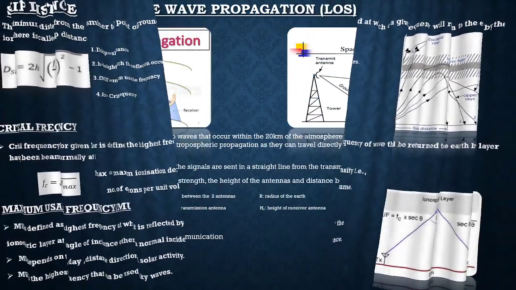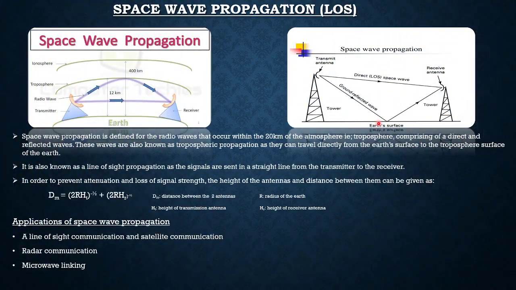Now we will discuss space wave propagation, or line of sight. Space wave propagation is defined for the radio waves that occur within the 20 km of the atmosphere, that is the troposphere, comprising direct and reflected waves. You can see this is a direct LOS space wave and this is the ground reflected wave. The waves are also known as tropospheric propagation as they can travel directly from the Earth's surface to the troposphere. It is also known as line of sight propagation as the signals are sent in a straight line from the transmitter to the receiver.